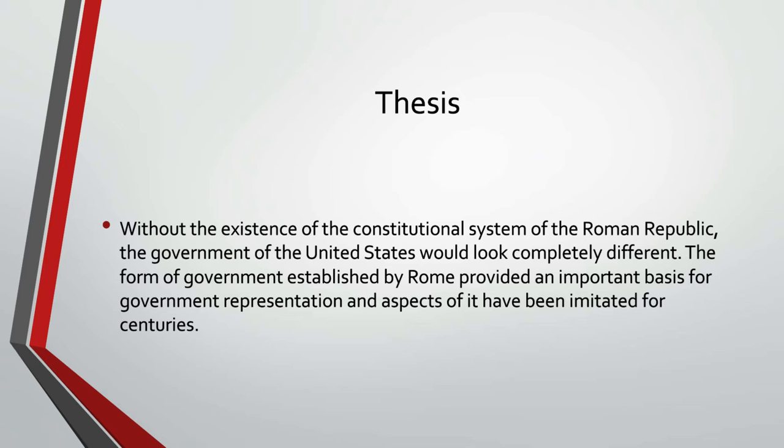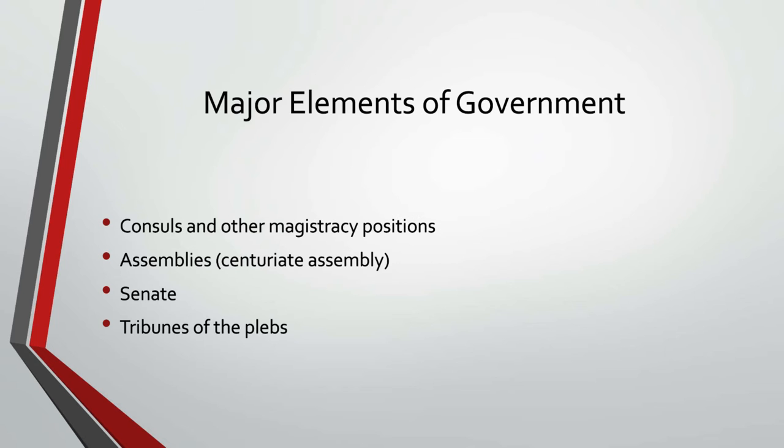And this form of government established by Rome was something that hadn't really been done before and provided an important basis for government representation, and aspects of it have been imitated for centuries. So, looking at the major elements of government, these were the consuls and other magistracy positions, the assemblies, specifically the Centuriate Assembly, the Senate, and the tribunes of the plebes.